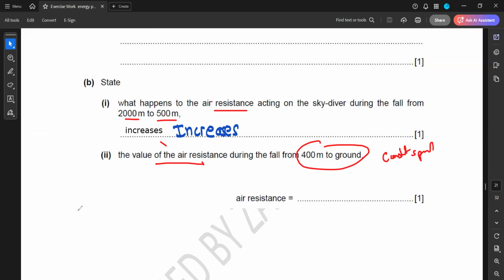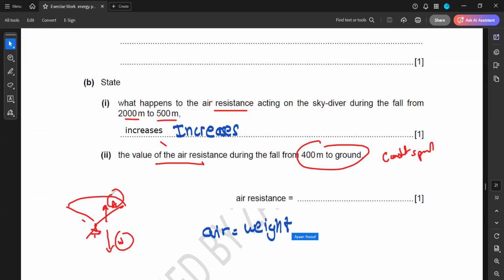So when he's moving at a constant speed, then what will happen? The weight of the skydiver, which is acting downward, balances with the air resistance. So what is the weight of the skydiver? It will be same as the air resistance. So weight is mass times the gravity.